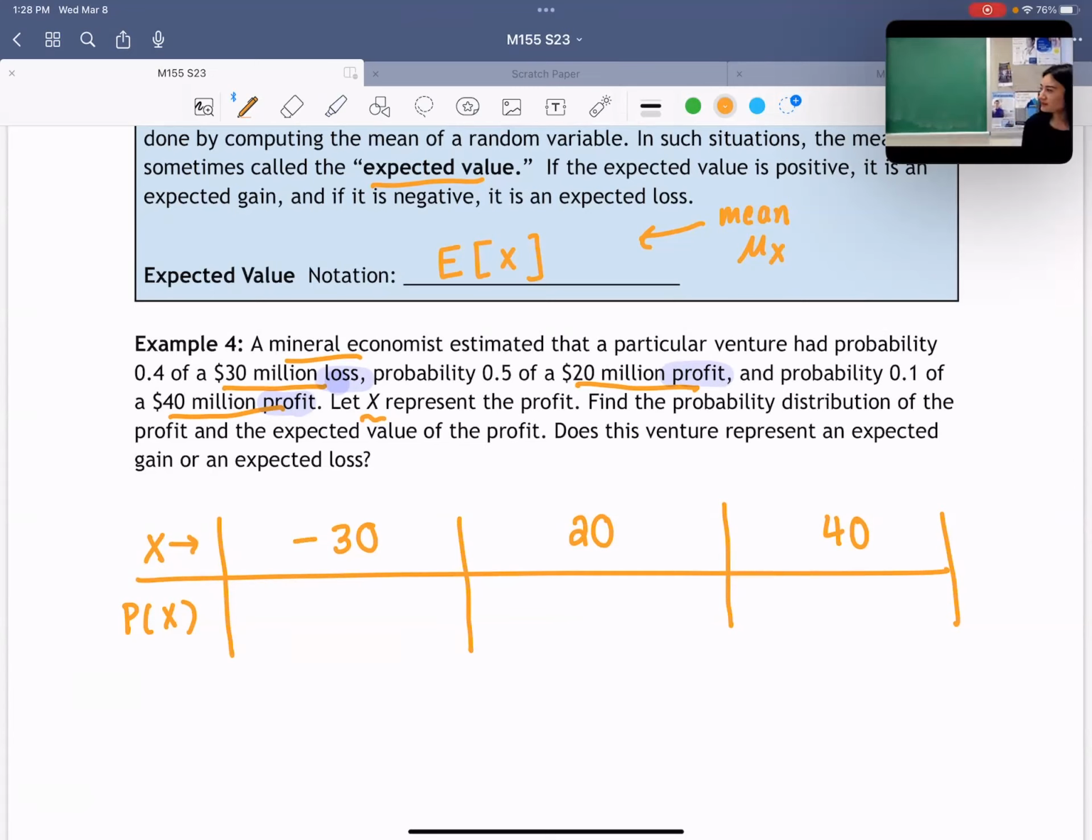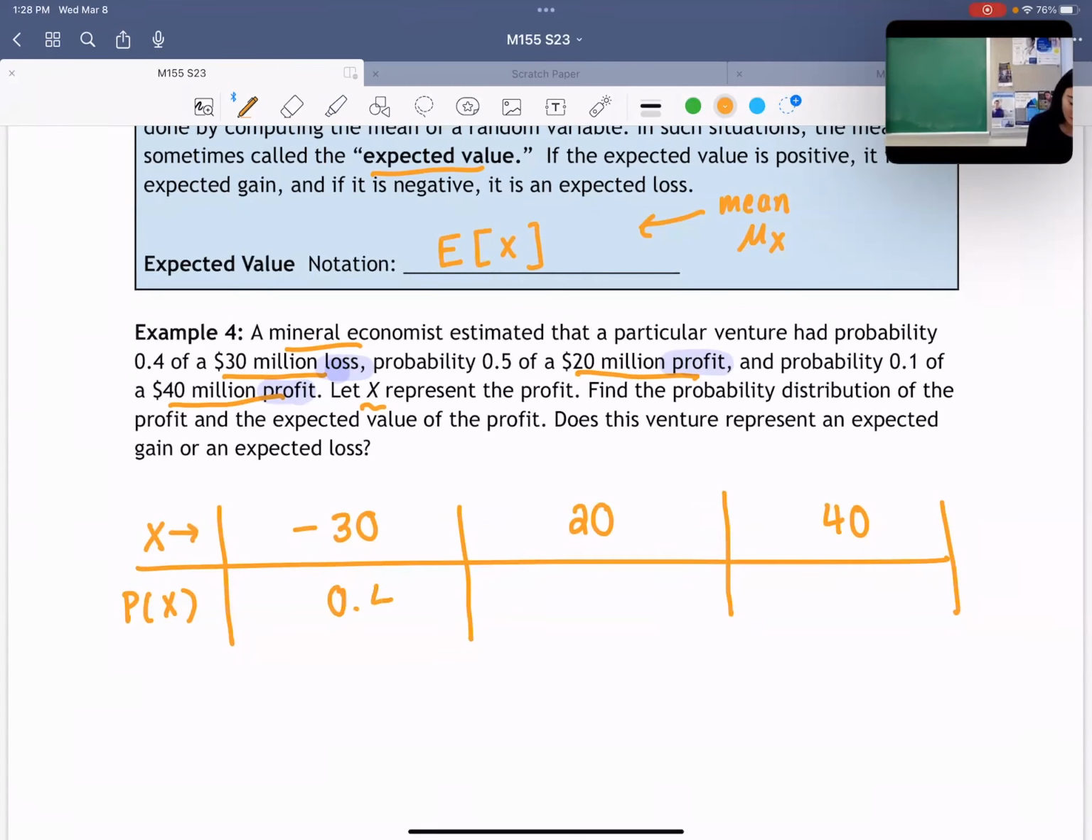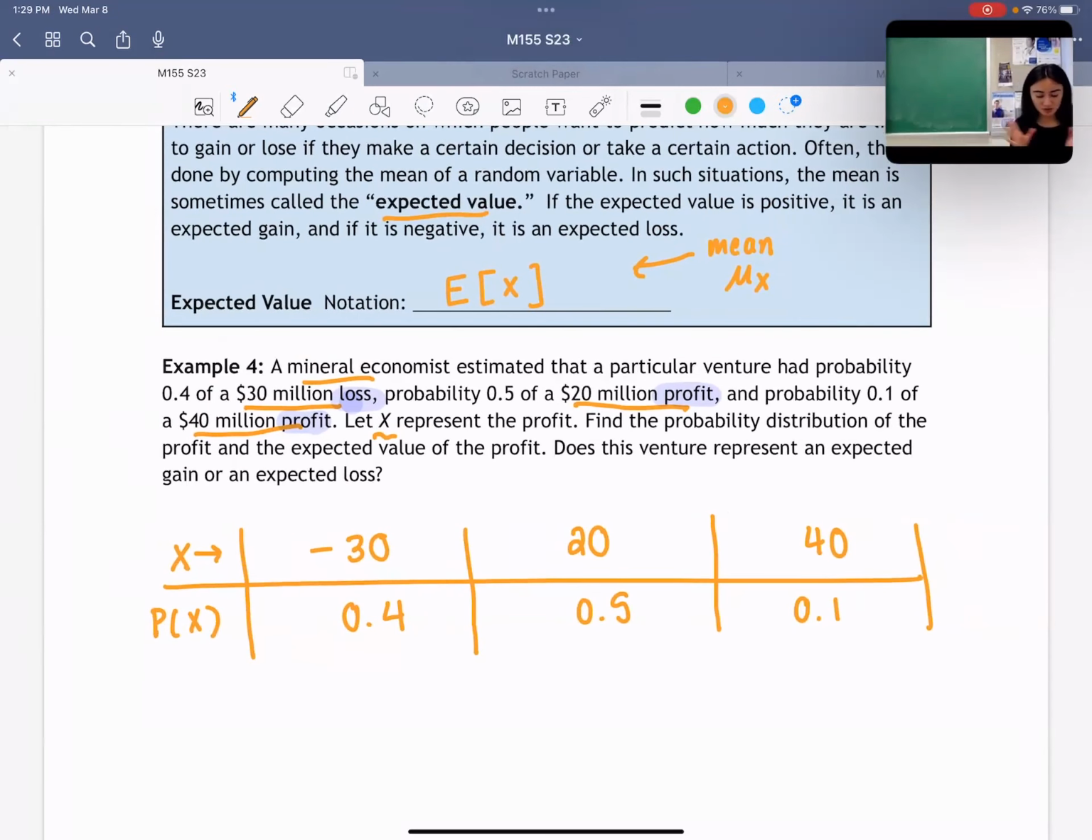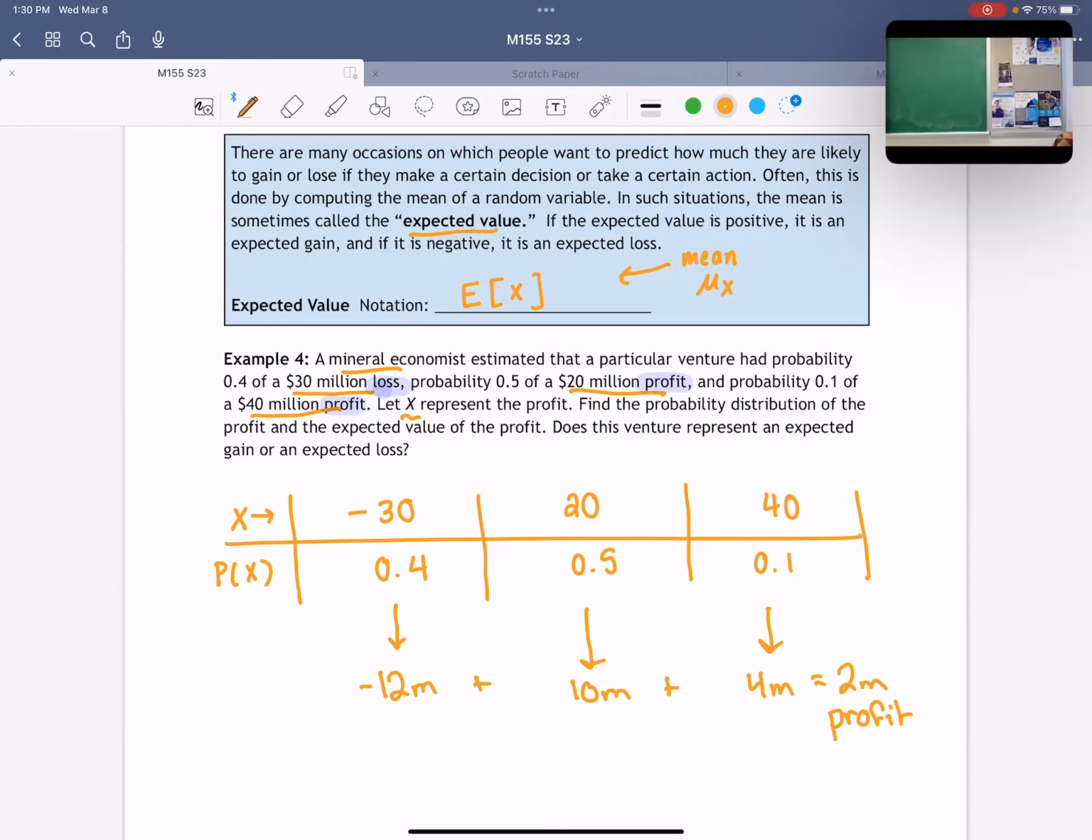Now, filling in the rest of the chart is easy, right? The probability of negative 30 is 0.4, the probability of 20 is 0.5, and the probability of 40 is 0.1. All right. Any questions on how I made this chart? Then I want you to calculate the expected value. It's the same thing as we did on the last page. We're just calling it a different word, and we'll come back in a little bit. All right, let's come up to the front here. Basically, all you have to do is find the mean or the expected value.